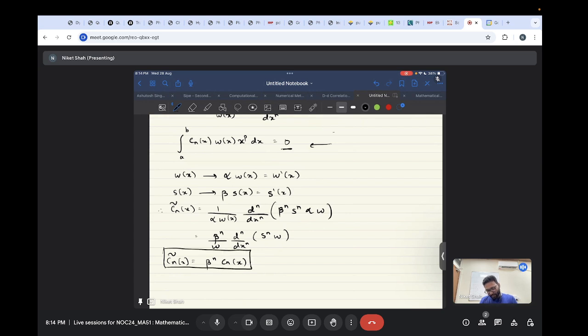And beta is the scaling factor corresponding to s of x. So scaling w does not affect Cn. Scaling s does.